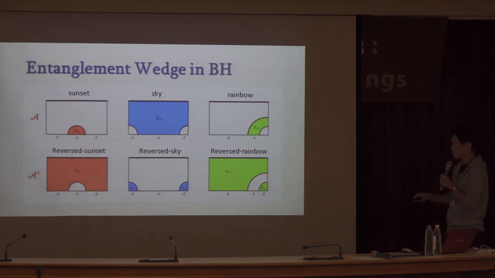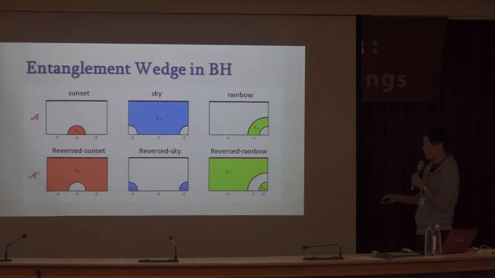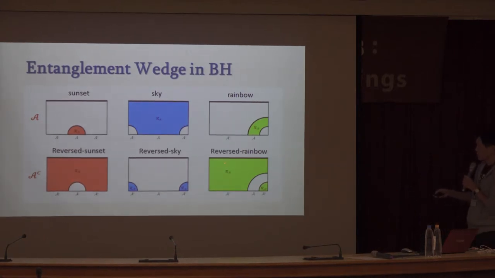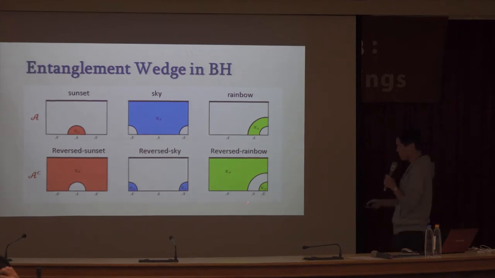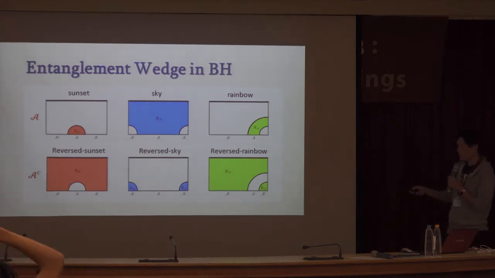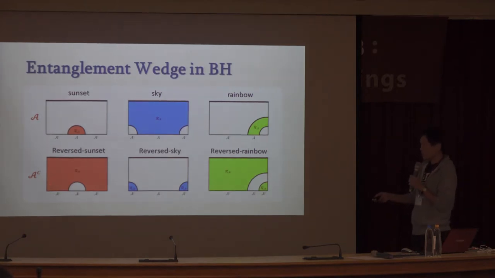And the same holds in the other black hole case. For this AC part, the entanglement wedge is this blue one, and in this case we don't have the horizon. Here, in the black hole case, the entanglement wedge is these two separate parts, but in this phase we include the horizon. So the entanglement entropy for A is different from that for AC, and the difference is just the horizon.